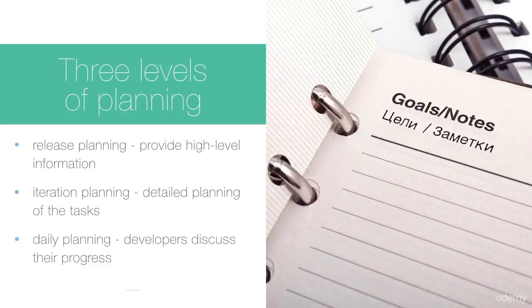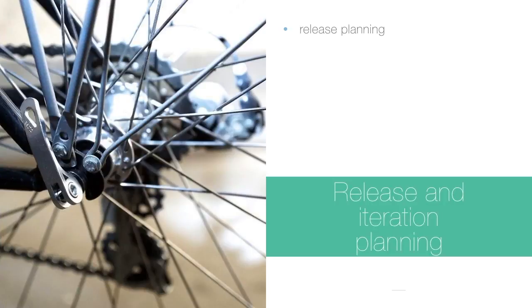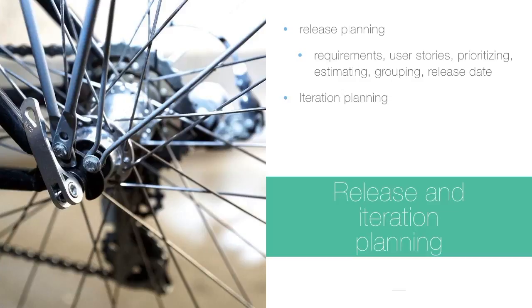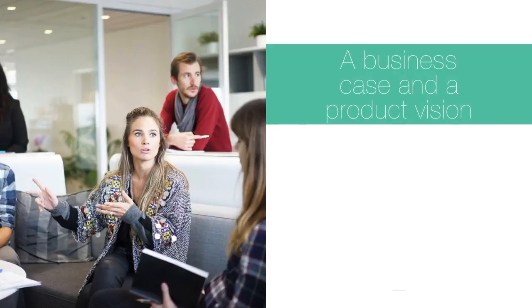In an agile approach, release planning involves gathering requirements, creating user stories, prioritizing stories, estimating stories, grouping stories, and setting a release date. Iteration planning is more detailed. It involves updating requirements, confirming user stories and priorities, decomposing user stories into tasks, and refining estimates before each new iteration begins. The first step in planning an agile project is developing a business case and a product vision.